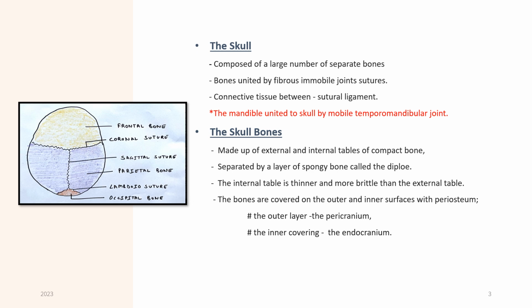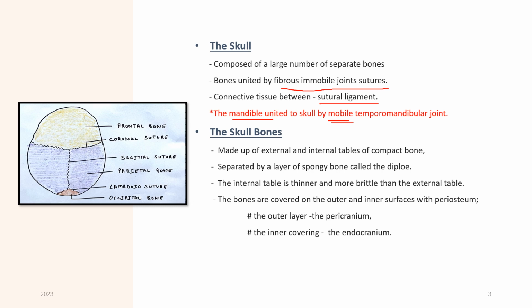The skull is composed of a large number of separate bones. These bones are united by fibrous immobile joints called sutures, and the connective tissue between the bones is called sutural ligament. Now these are the MCQ points. The exception to this is the mandible, which is united to the skull by a mobile temporomandibular joint.